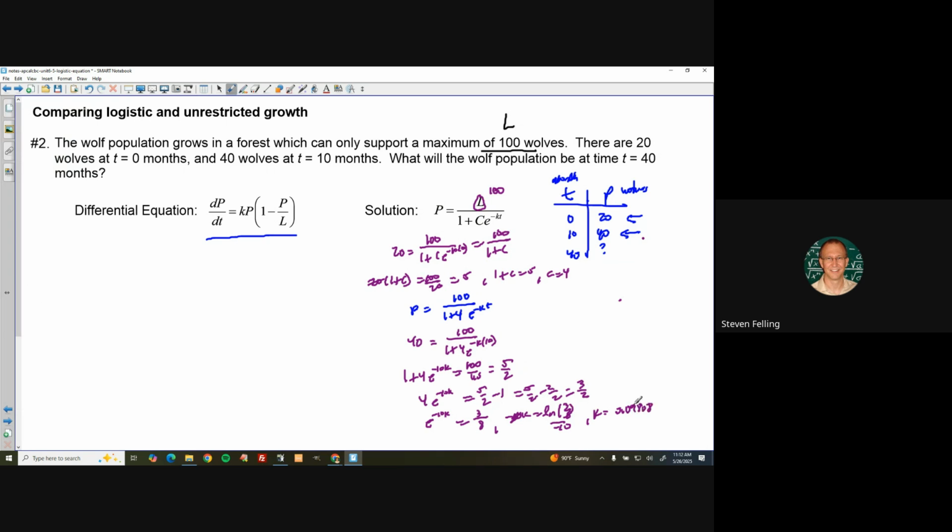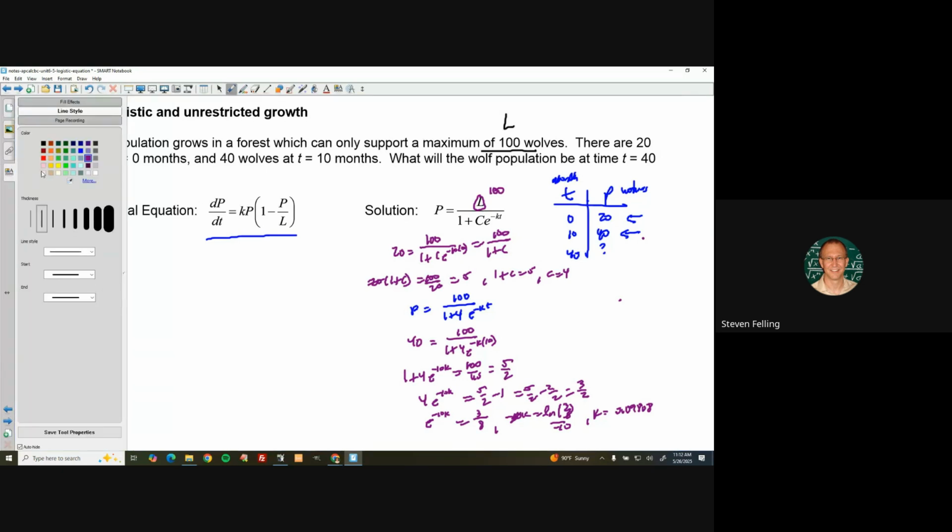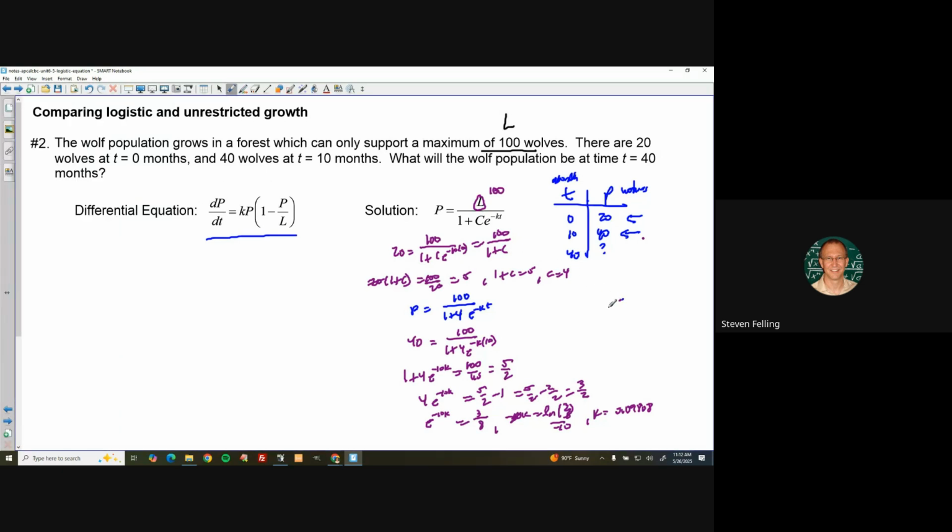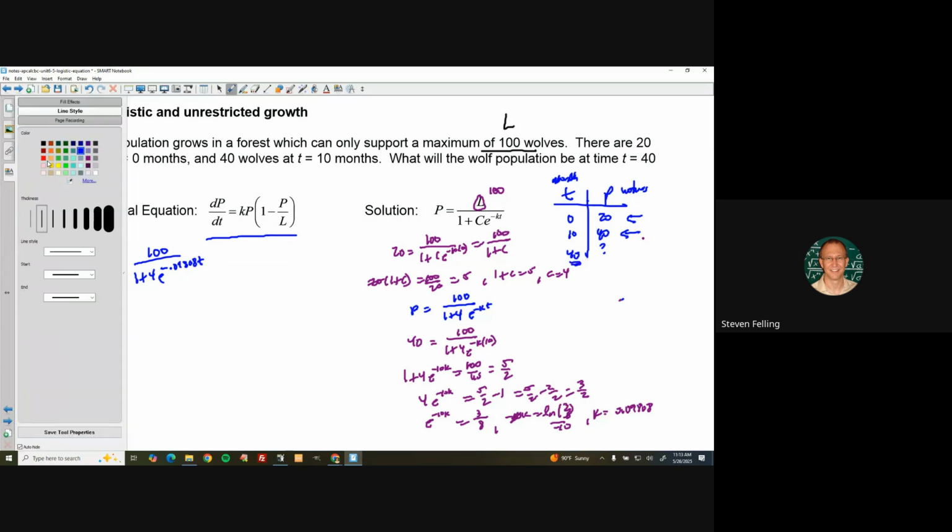0.09808. Okay, so now I can write this one more time and fill everything in. I'll do that over here. P equals the carrying capacity of 100 over 1 plus C is 4, e to the, now I have to have a minus in here because of the formula, 0.09808 times T. Right, so now I can use this model to answer their question.